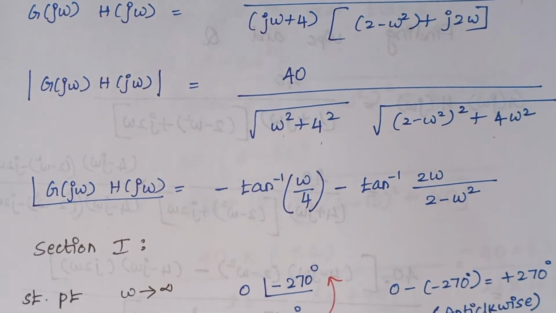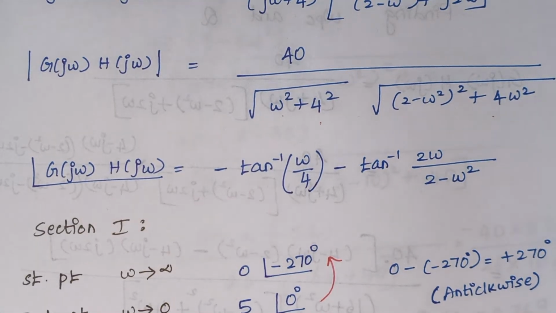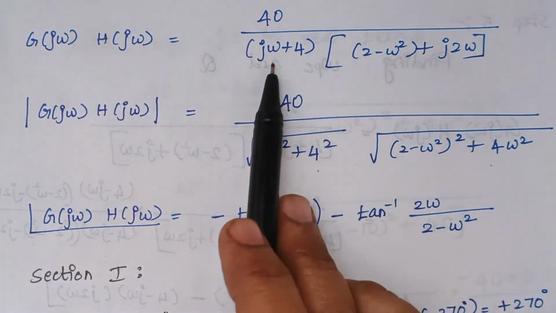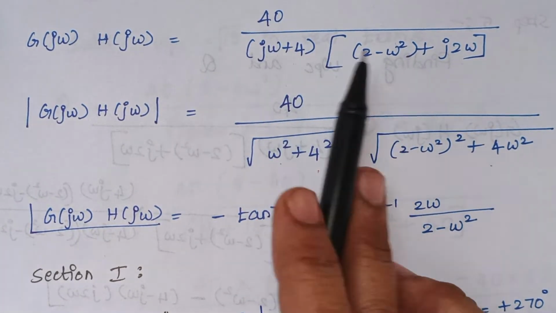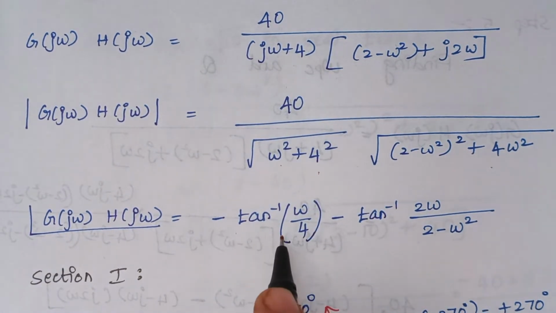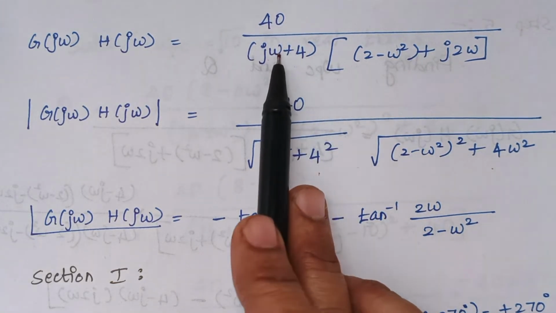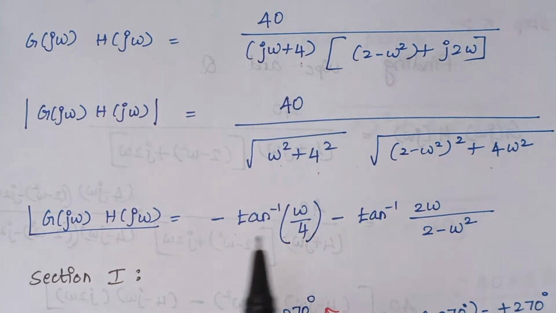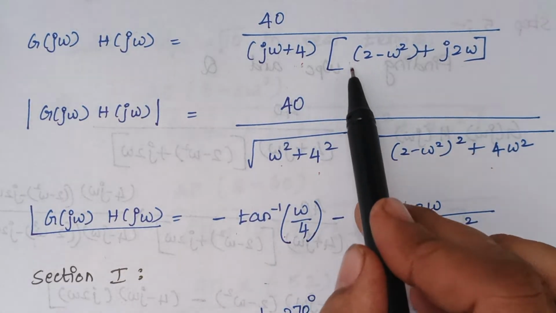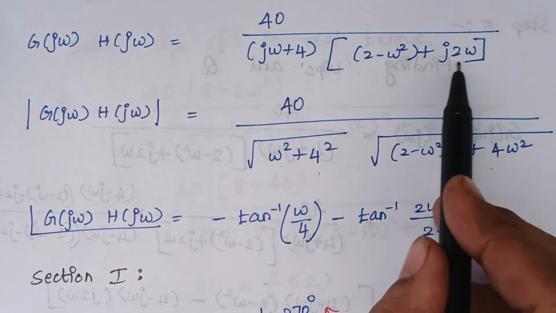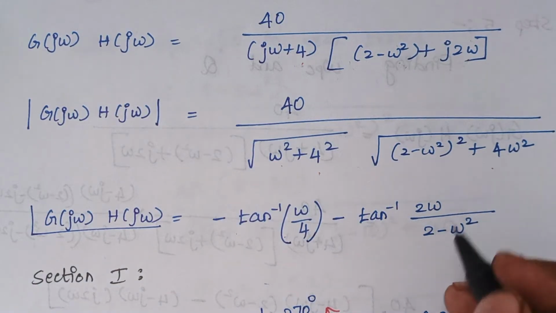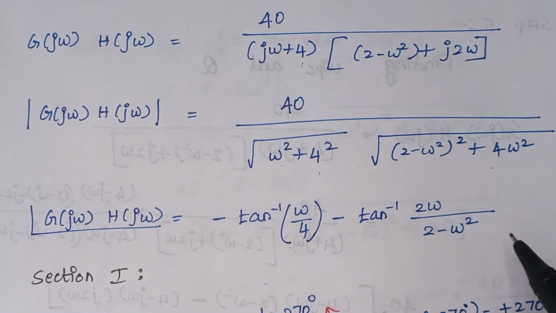And the next one is the expression for phase angle. So how to write it? Again, you see from this basic equation, both the terms are in the denominator. When you move these denominator terms to the numerator, we have to insert a minus. So here, minus tan inverse of the imaginary coefficient, which is omega, and the real term coefficient is 4. So tan inverse of omega by 4, and again minus tan inverse of, in this expression, the imaginary coefficient is 2 omega and the real term is 2 minus omega square. So here, tan inverse of 2 omega by 2 minus omega square, right?